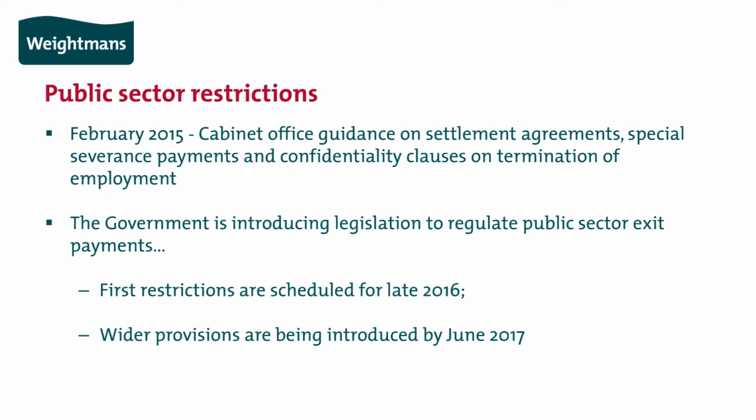Going forward, towards the end of this year and into next year, there will be further restrictions regarding public sector exit payments. The proposal will be that the total value of any exit payment should be capped at £95,000, and furthermore, as from next year, where somebody receives an exit payment on leaving a public sector organisation and rejoins another public sector organisation within 12 months, there may be the clawback of the exit payment that was made.